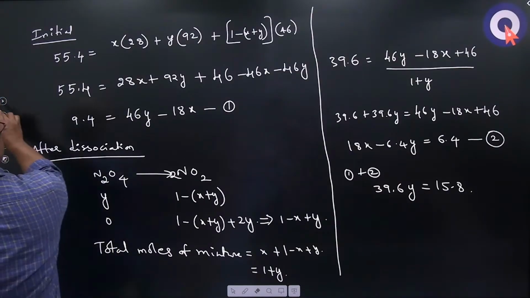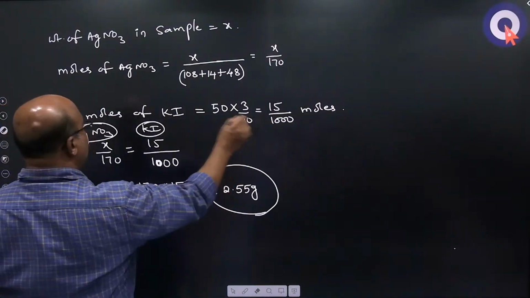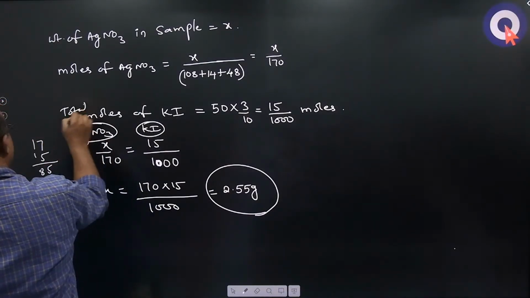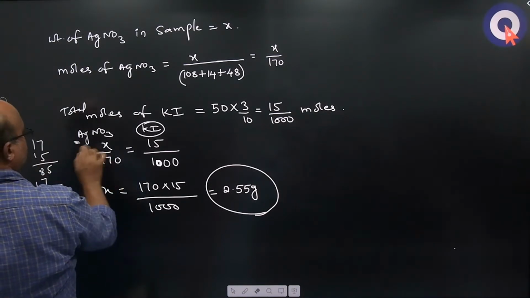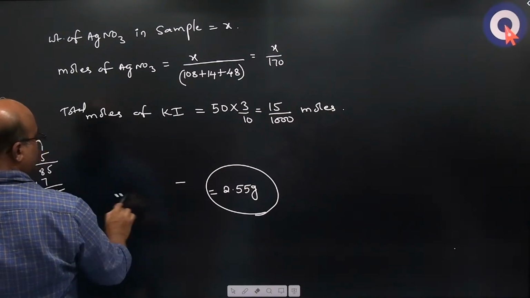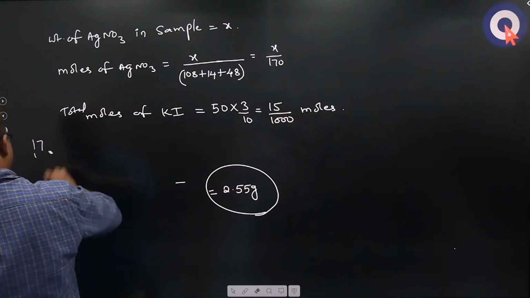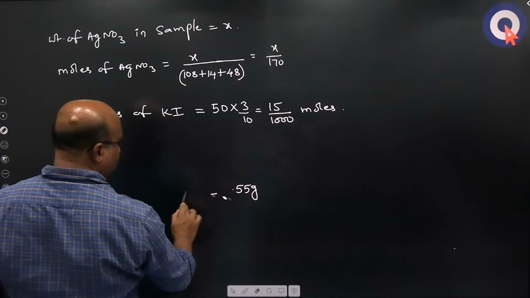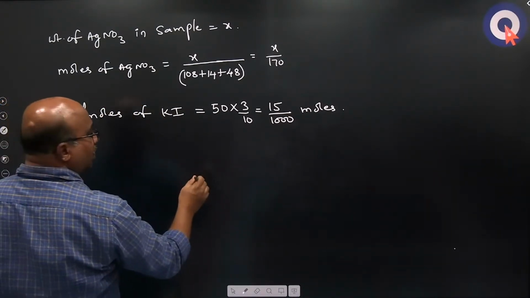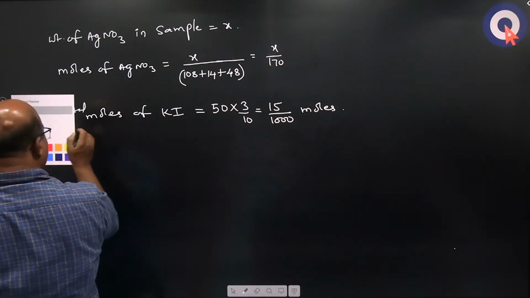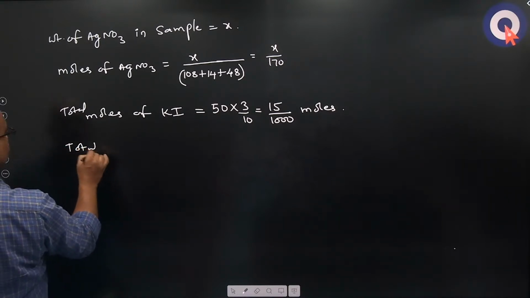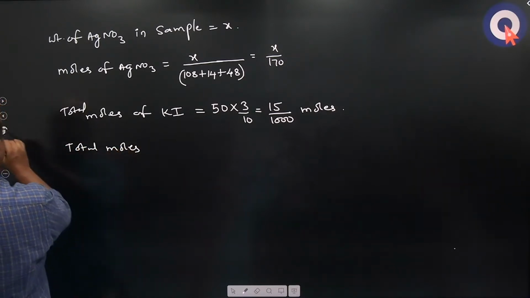So this is the total what we had. So let us see. So that is the meaning of that, but the wording was a little bit not clear. So let us see. The total millimoles which we added is 15, otherwise okay. Total moles.